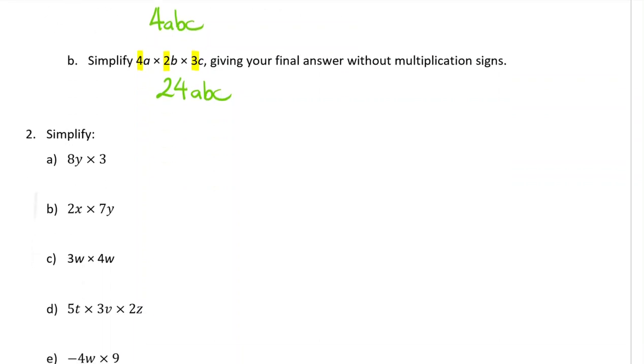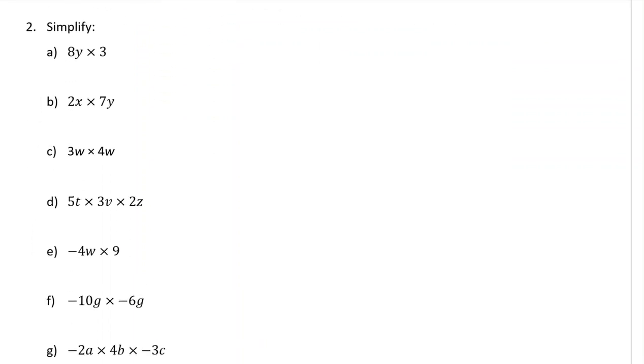So here is a whole bunch of questions that just say simplify. That means you want to multiply any numbers and you want to collect up any letters at the end. So in question 2a, 8 times 3 is 24, and the y will sit at the end. In question b, 2 times 7 is 14, and the letters x and y will collect up in alphabetical order at the end.